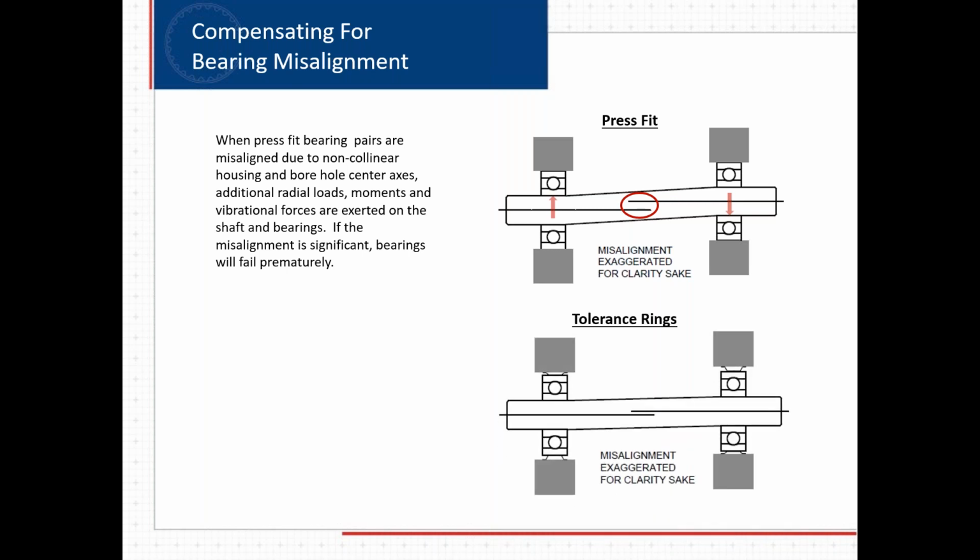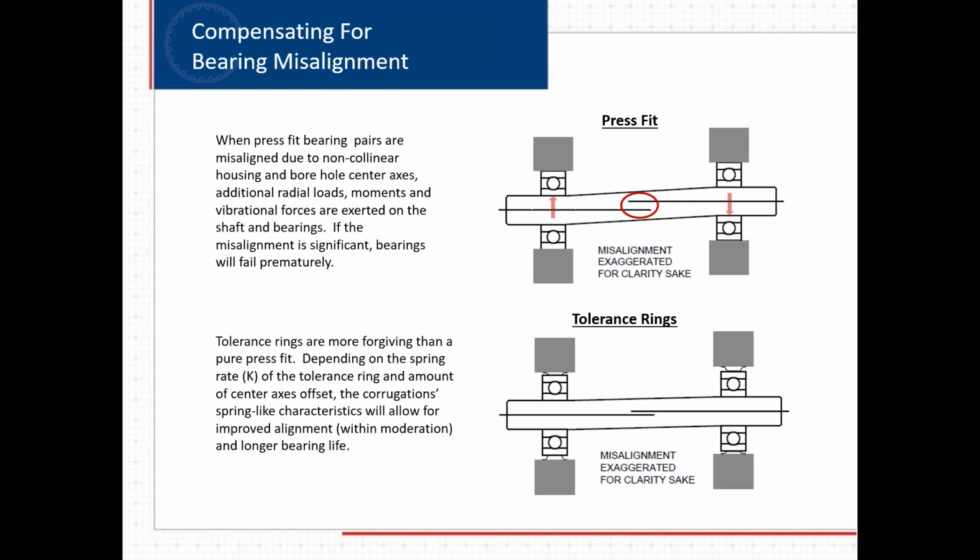And again, the misalignment here is exaggerated for observational clarity for the presentation. The tolerance ring tends to be somewhat more forgiving than a pure press fit. So with the tolerance rings, yes, you still have some misalignment, but it's not as severe as it was before. Because what happens, one side will be much more compressed than the other side, than the other wave, and vice versa. On the other side, this wave is less compressed than this wave. So it allows the shaft to better find some sort of centering. It helps the shaft to self-center itself.